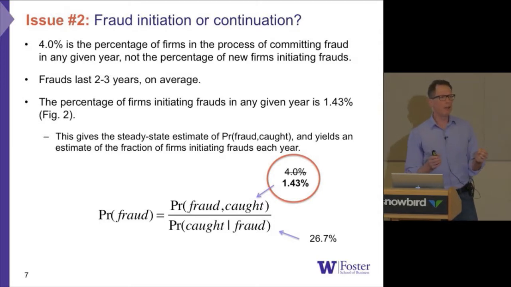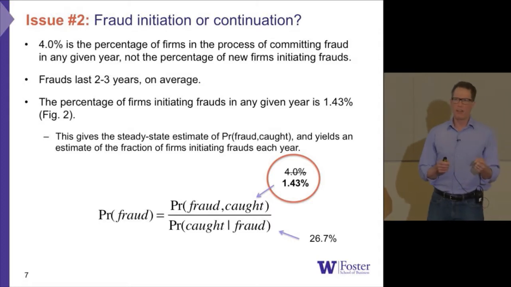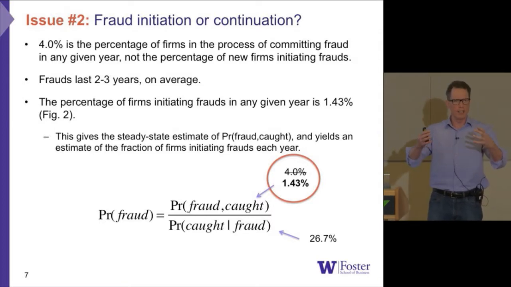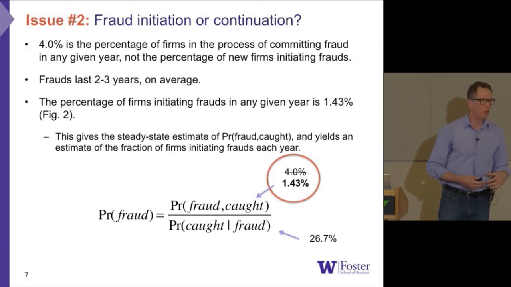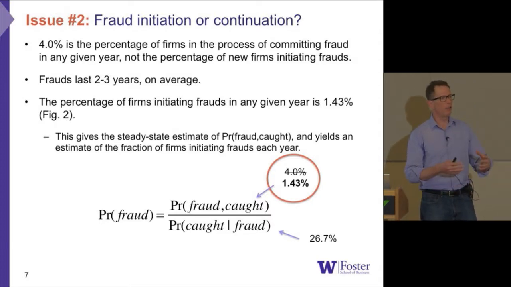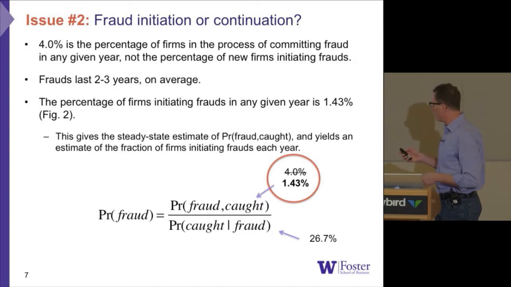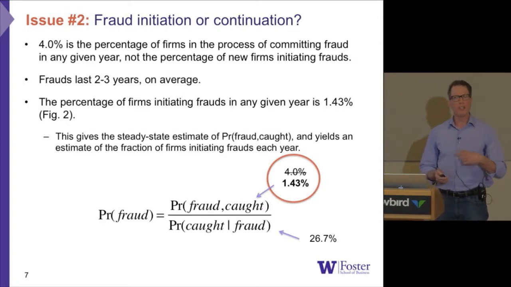When we're thinking about the fraction of firms that commit fraud that are caught, it seems to me that we're interested in the fraction of new firms that enter the pool of potentially catchable firms every year, not the notion that if you are caught, you're caught 3 times over because you committed a 3-year fraud. And because of that, I think the appropriate number to use, in the numerator here, is the 1.43%, which represents the number of firms initiating fraud every year.